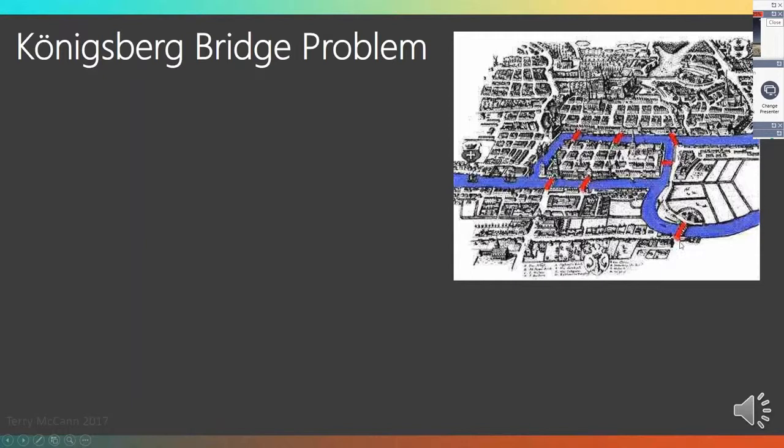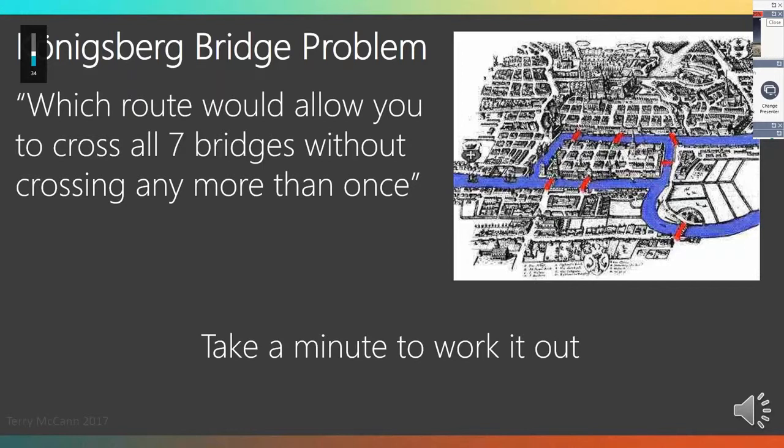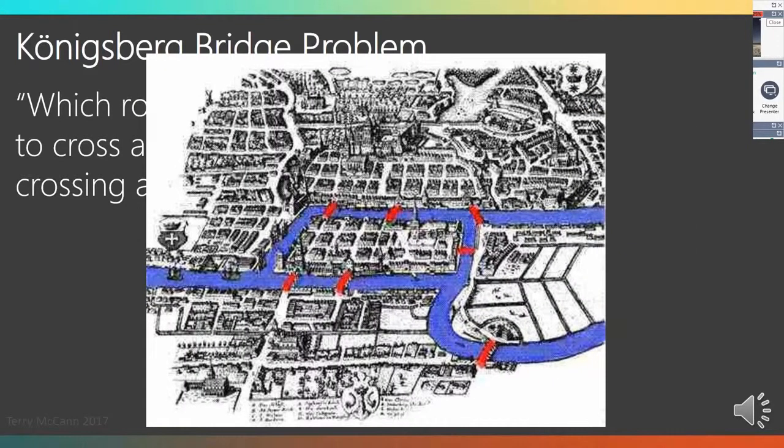So let's say you start down here in the bottom right one, then you cross over, and then you cross to the middle landmass and you cross out. Can you cross through every single bridge? So that was his thing. Which route would allow you to cross all seven bridges without having to cross them more than once? So not particularly a minute, but I'd like you to take some time and have a look at the image and try and work it out for yourself.